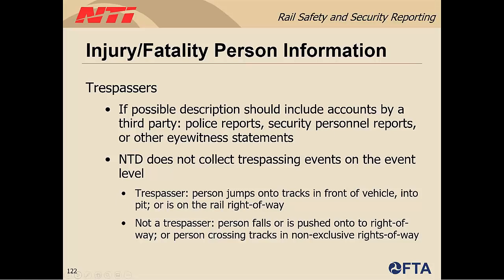However, if a person falls or is pushed onto the tracks, or the person is crossing the tracks in a non-exclusive right-of-way, then they're not considered trespassing. These examples only pertain to rail alignments, but a trespasser could also be in an unauthorized area of the station, such as an employee-designated area.